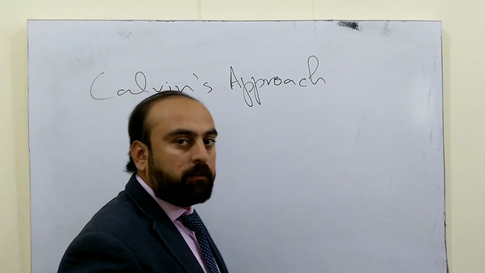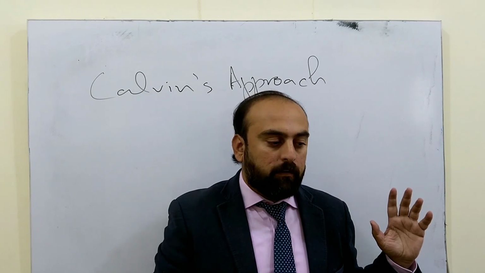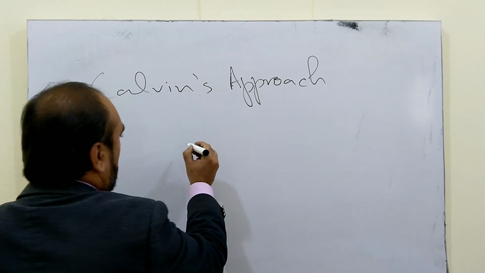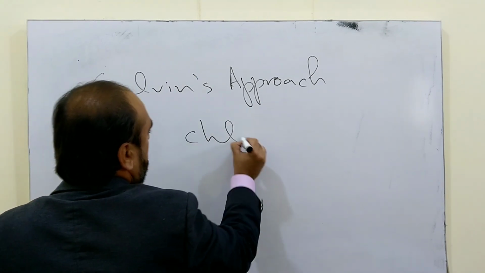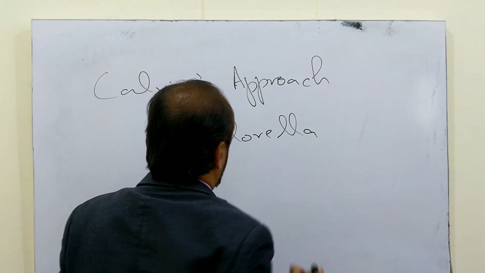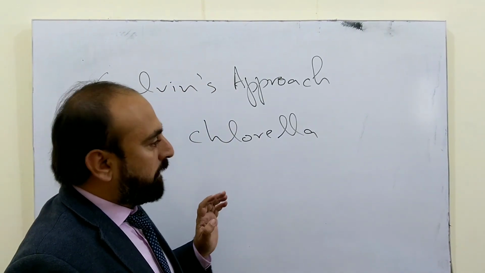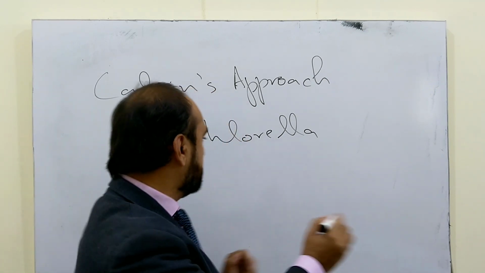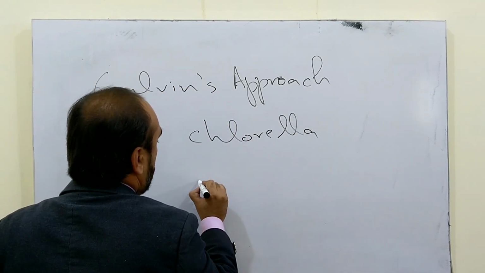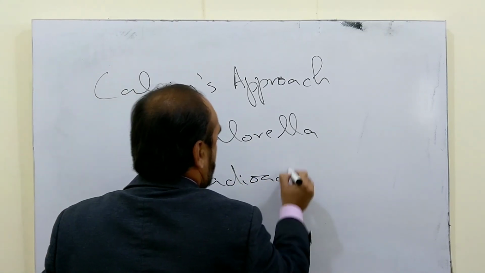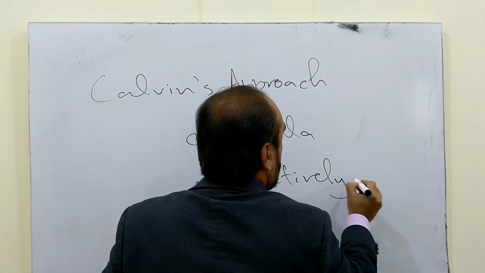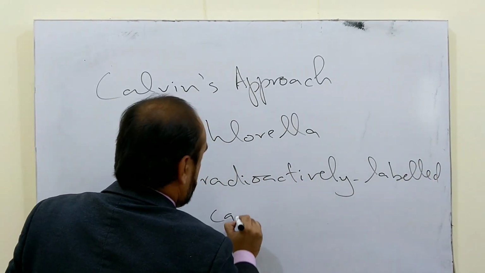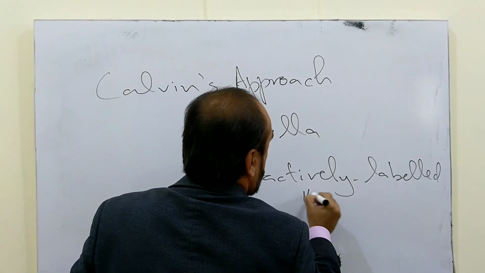Calvin and colleagues performed a straightforward but clever experiment on a single-celled alga, Chlorella, and they used something that was very new at that time, that is radioactively labeled carbon. Labeled carbon, that is C14.